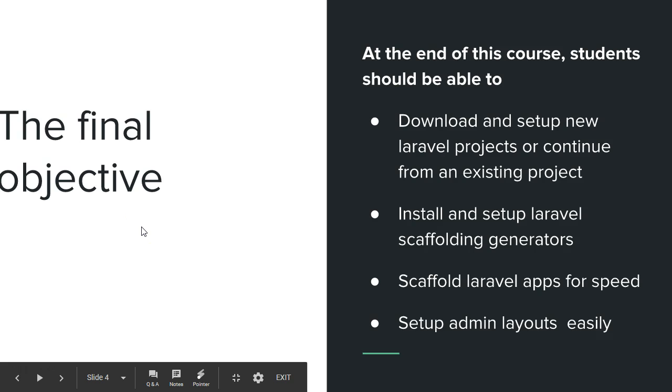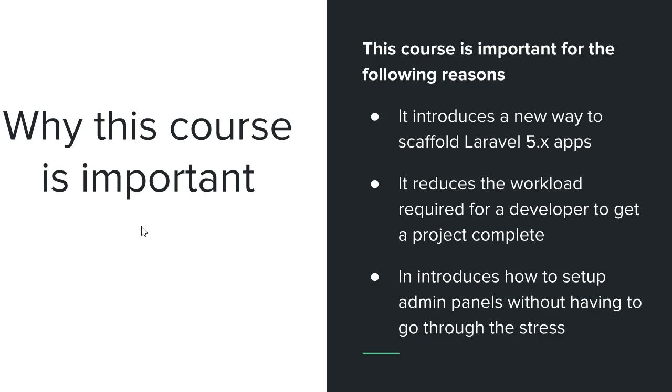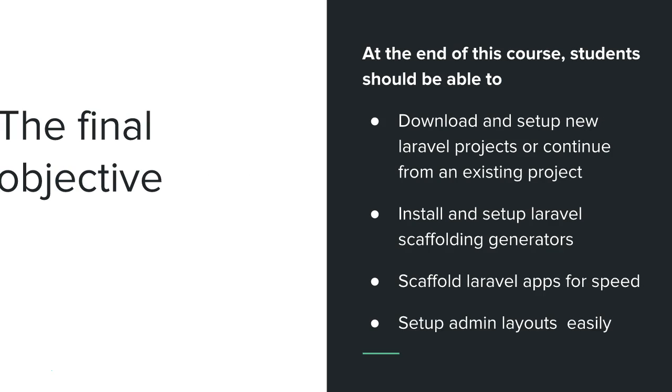Now, finally, we're going to look at what the final objective will be. At the end of this course, you should be able to download and set up new Laravel projects or continue from an existing one. Of course, that's the basics, but this course is not just about the basics. You should be able to install Laravel scaffolding generators. These are packages or libraries that help you to build Laravel applications very fast. And then you should be able to scaffold already existing Laravel applications. And finally, you should be able to set up admin layout easily.